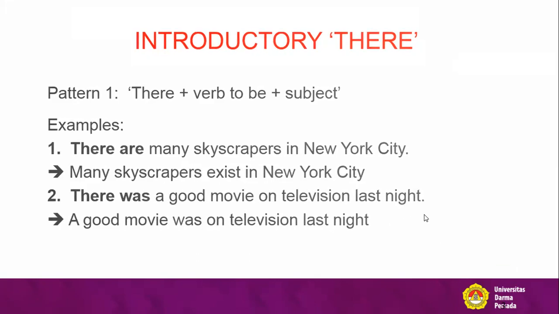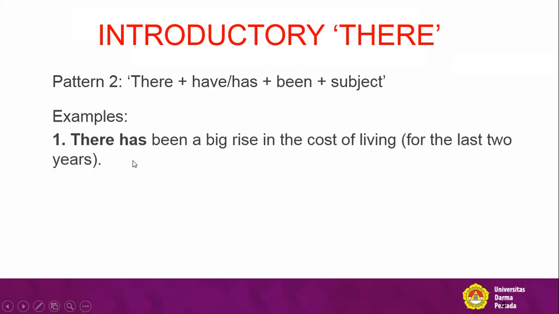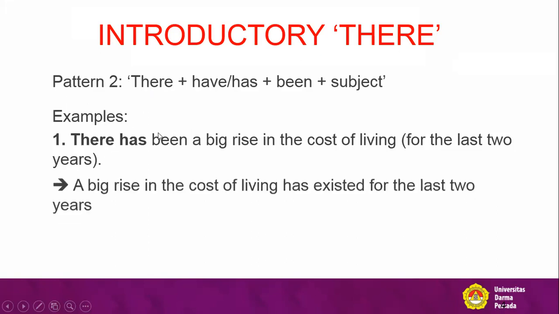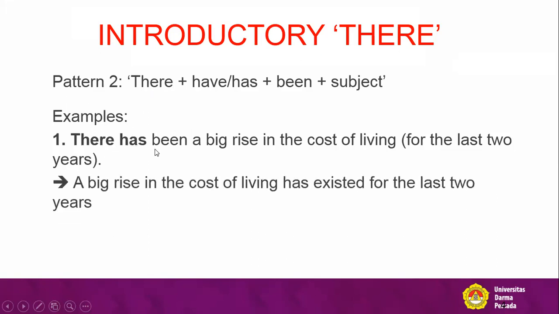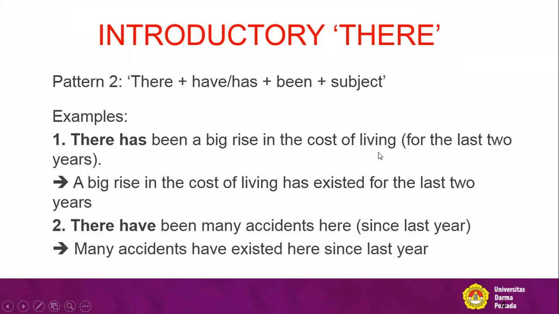Now we go on to the second pattern. Yeah, introductory there, second pattern or pattern 2. We have there, we have or has, we have been, and then we have subject. Yeah. Let's see the example. Example 1. There has been a big rise in the cost of living for the last 2 years. So everybody see the sentence starts with there, and then after that we have has. Yeah. After there we have has, and then we have subject, a big rise. A big rise. Where? In the cost of living.